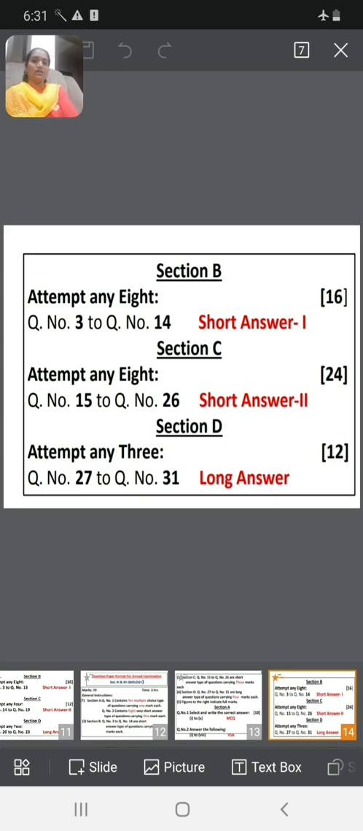See, in section B, attempt any 8. In section C, attempt any 8. And in the last section, section D, attempt any 3. Means here options are provided to you to solve the questions.